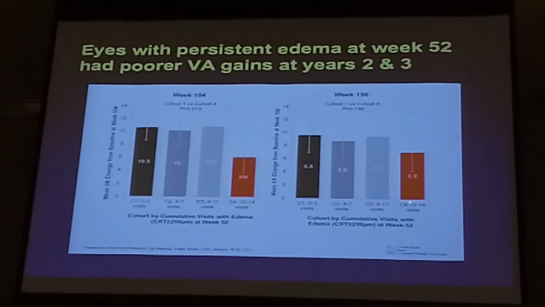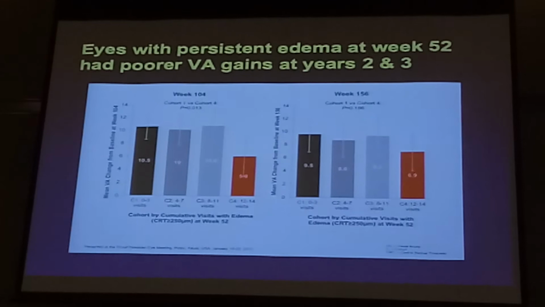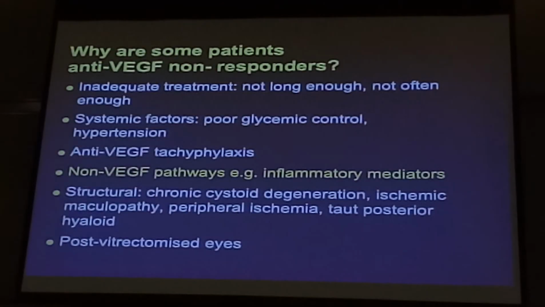Why does this matter? Because if you have persistent edema, if you have fluid at every visit despite getting the injections, you end up with poorer vision outcome. Makes sense, right? The more persistent your edema, the more likely you're going to get photoreceptor damage. So why are they not responders? Many reasons. Sometimes, in our context, probably not giving enough. That's probably the most common problem, under treatment.